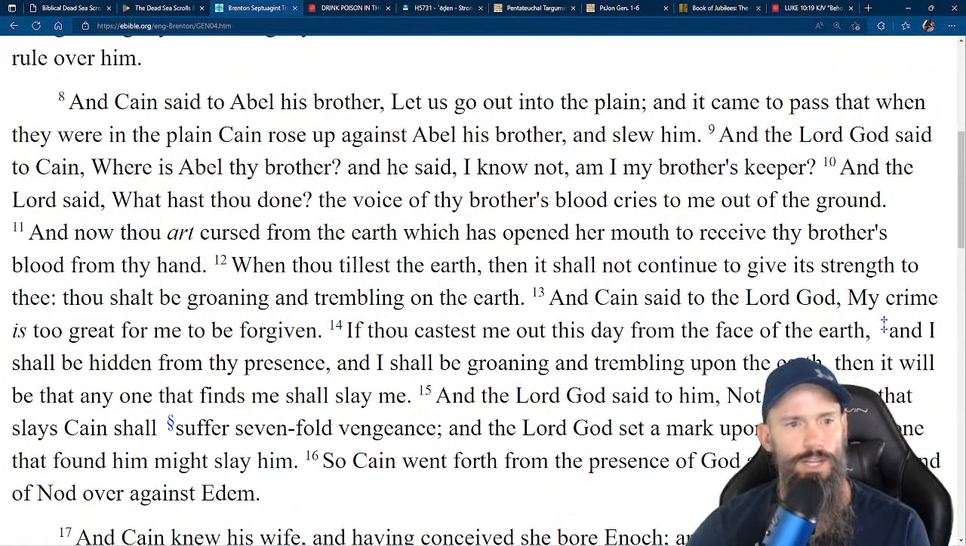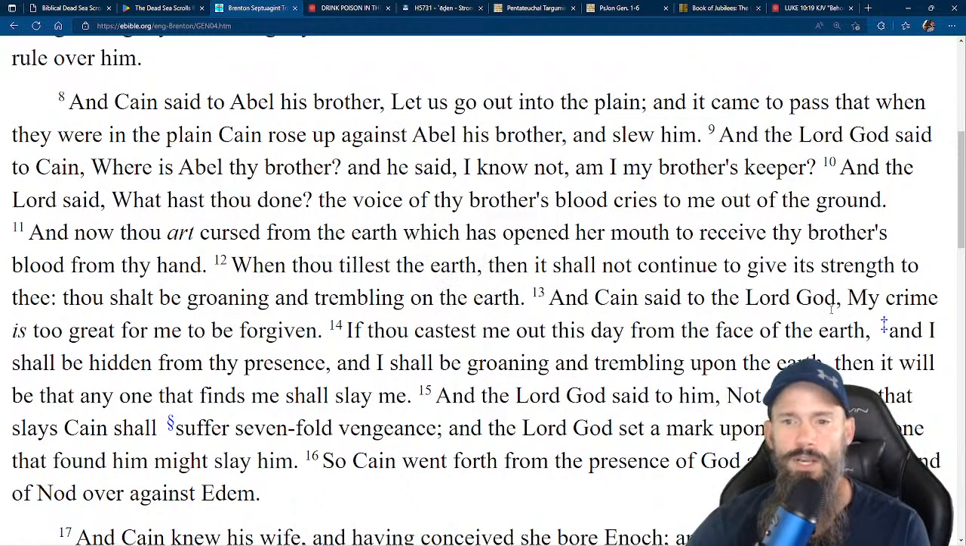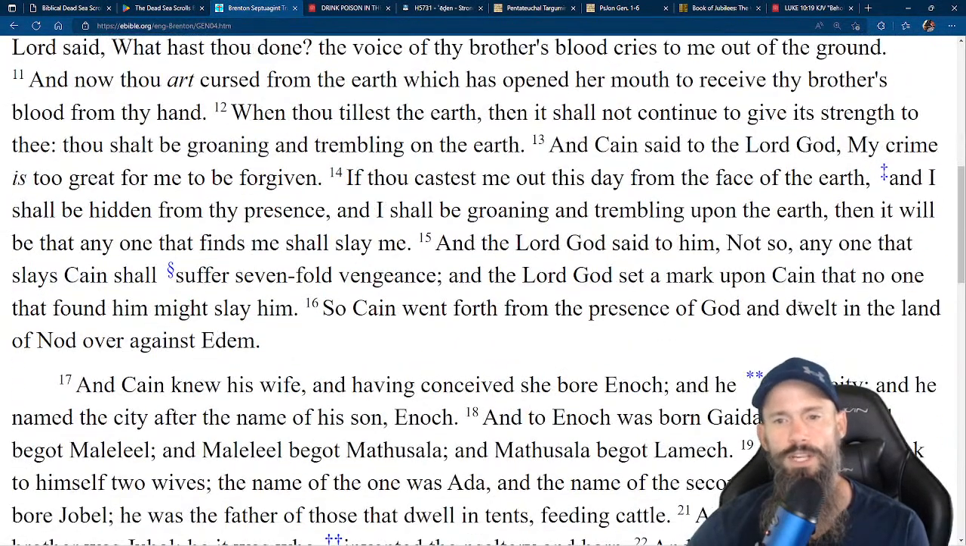Verse 12, when thou tillest the earth, then it shall not continue to give its strength to thee. Thou shalt be groaning and trembling on the earth. And Cain said to Yahuwah, my crime is too great for me to be forgiven. If thou castest me out this day from the face of the earth, and I shall be hidden from thy presence, and I shall be groaning and trembling upon the earth, then it will be that anyone that finds me shall slay me. And Yahuwah said to him, not so. Anyone that slays Cain shall suffer a 7-fold vengeance. And Yahuwah set a mark upon Cain, that no one that found him might slay him.